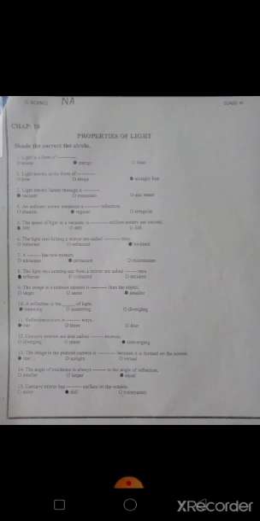The sixth one is: the light rays hitting a mirror are called dash rays. Again you have three options: reflected, refracted, or incident. The light rays hitting a mirror are called incident rays. The correct option is incident.